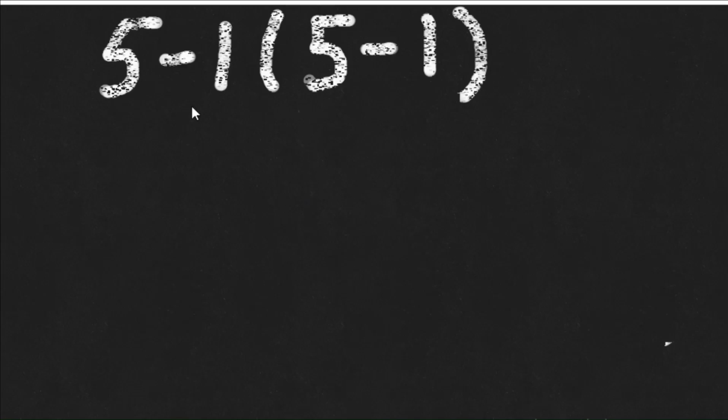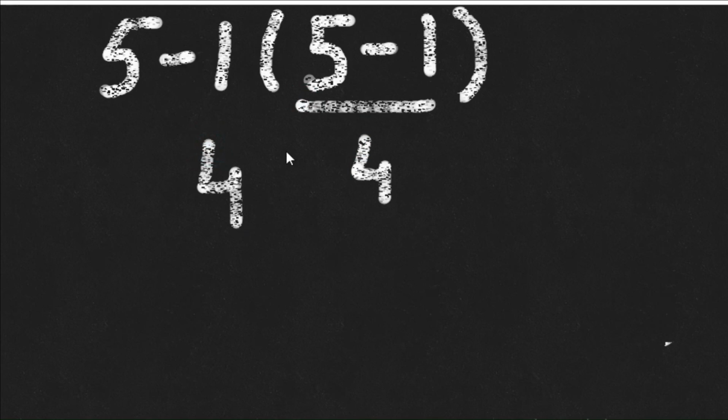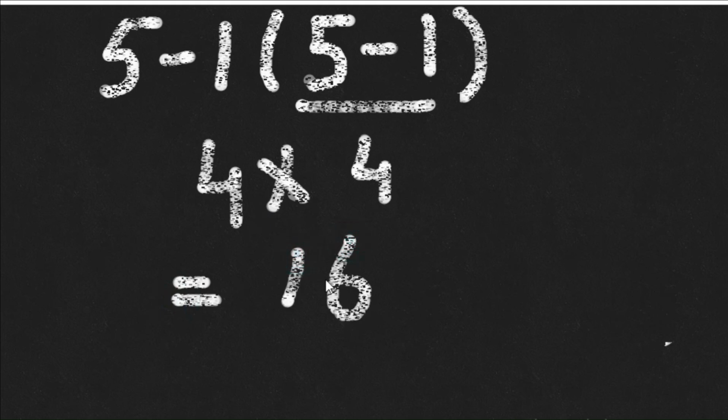5 minus 1 gives us 4. And again here inside this parentheses we have 5 minus 1. So 4 times 4 gives us 16. But this answer is not correct.